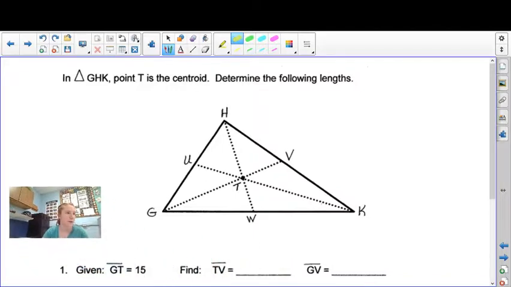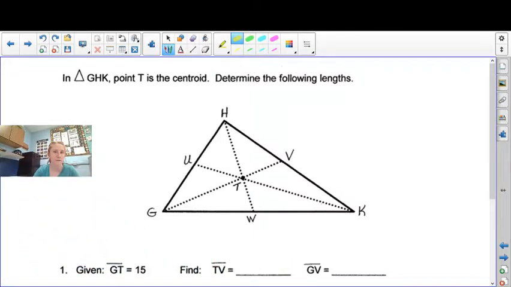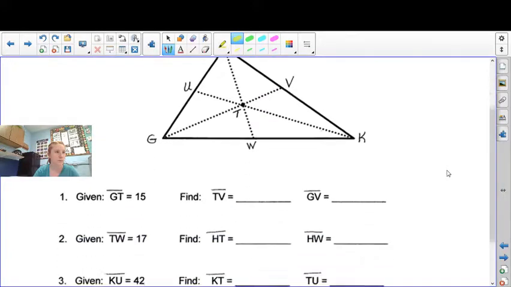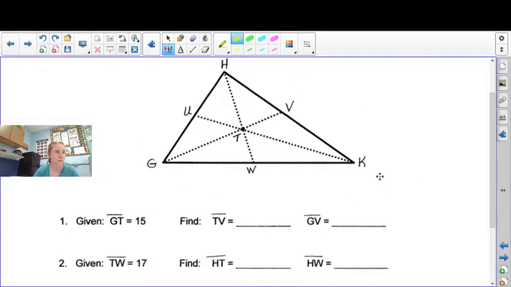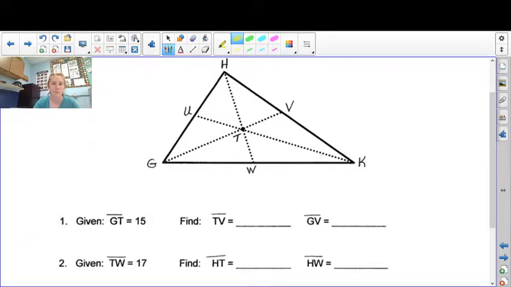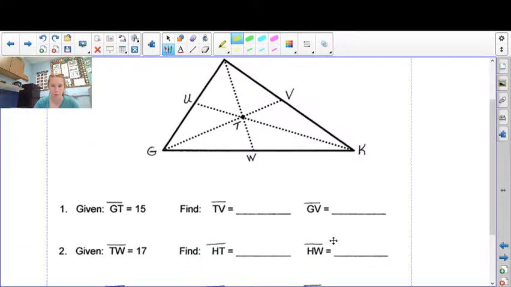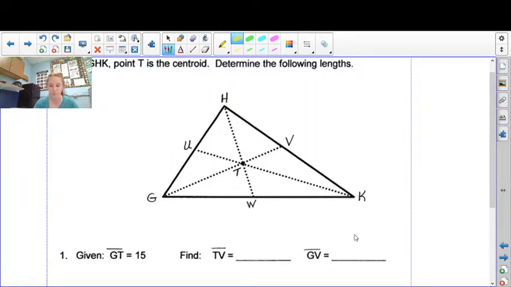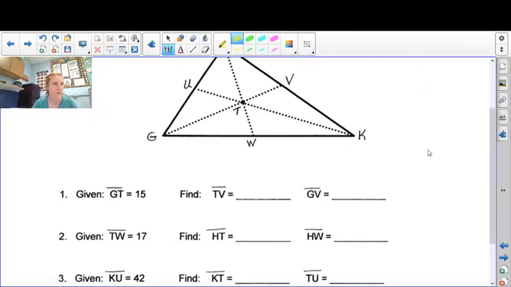Now my face is in the way. Can I move this? No. Sorry, trying to figure out the best way to help you guys with this one so that my face is not in the way.